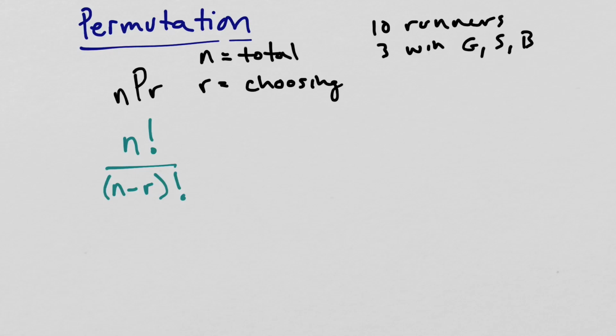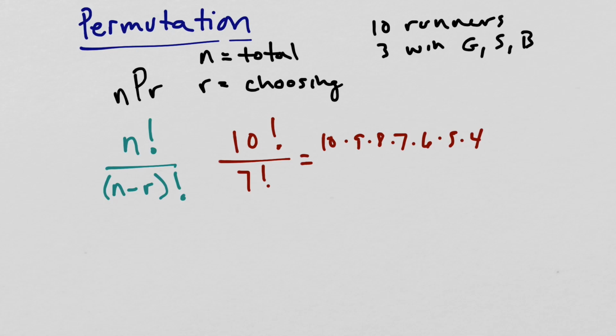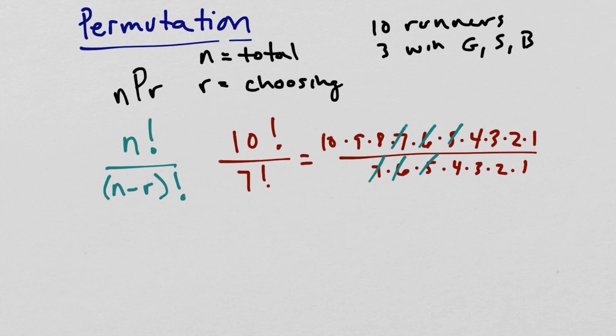All right, so what we would do is this would be 10 factorial over 10 minus 3, which is 7 factorial. So here's what happens in the end on the whole formula. This is 10, 9, 8, 7, 6, 5, 4, 3, 2, and 1. And it's divided by 7, 6, 5, 4, 3, 2, 1. So now, just looking at simplifying, 7 and 7, 6 and 6, 5 and 5, 4 and 4, 3 and 3, 2 and 2, 1 and 1.